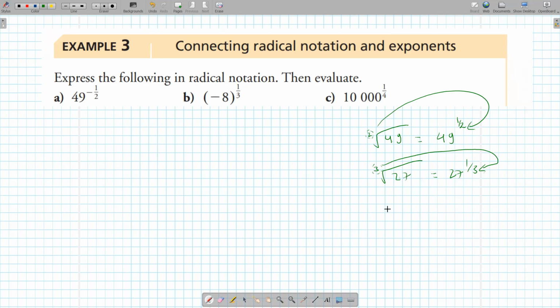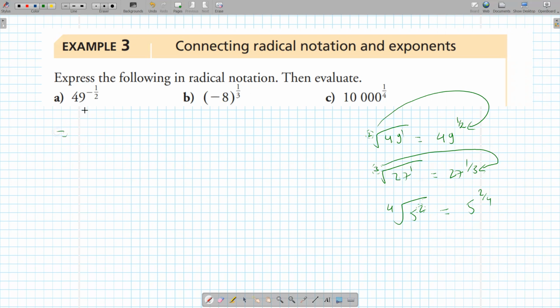Here, I can try another one. 4th root of 5 squared. What is that? It's 5 to the power of something. 1/4. It would have been 1/4, but this one came with 2, so it's going to be 2/4. Okay? It was 1/4 because these have to the power of 1.